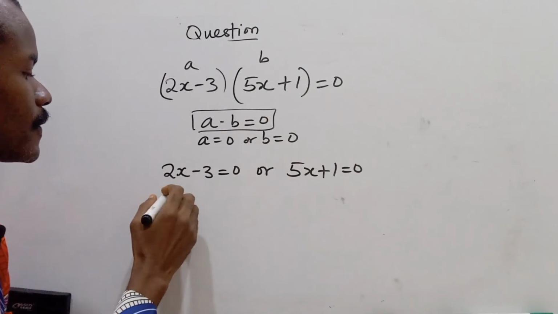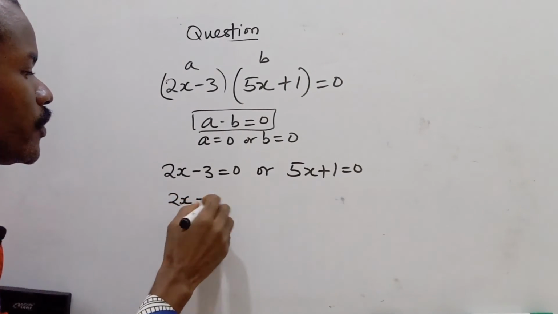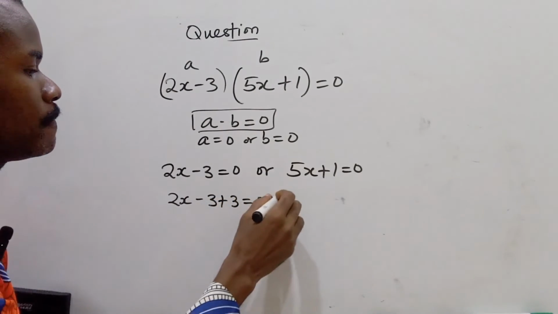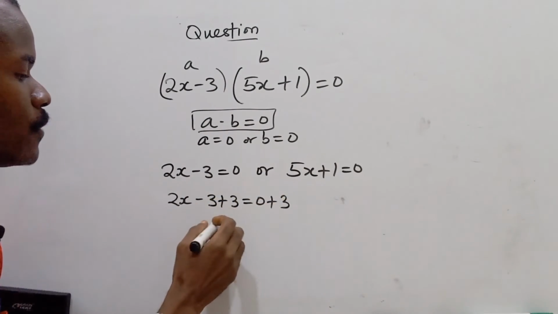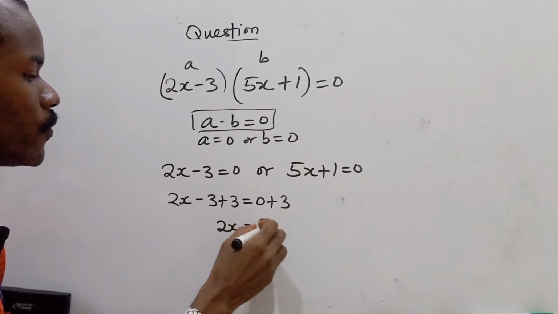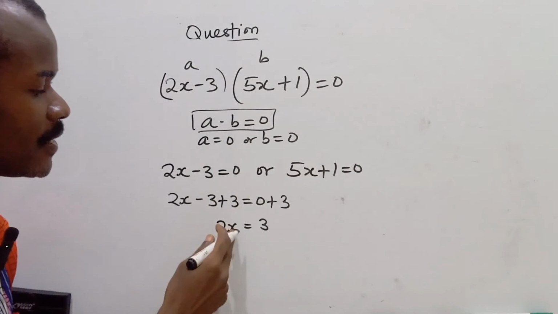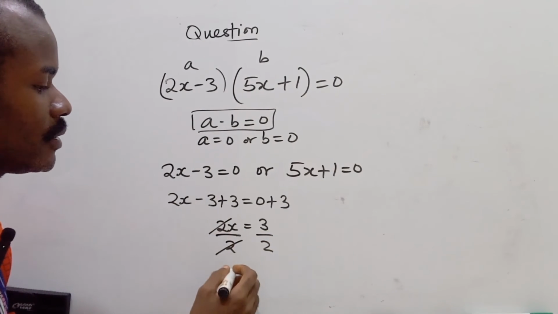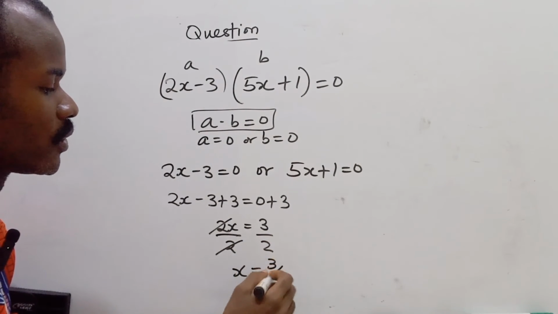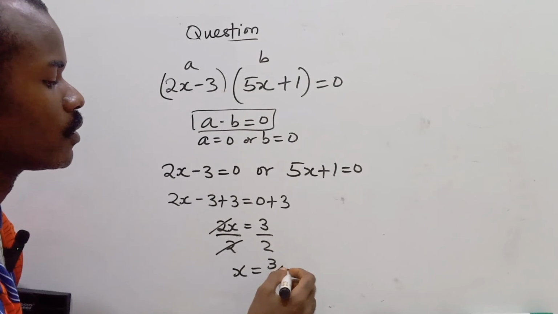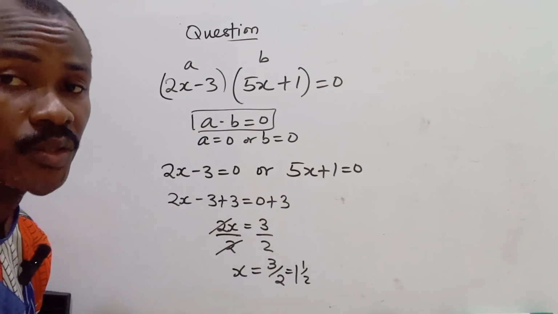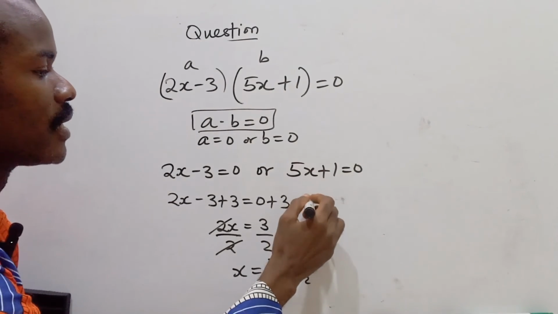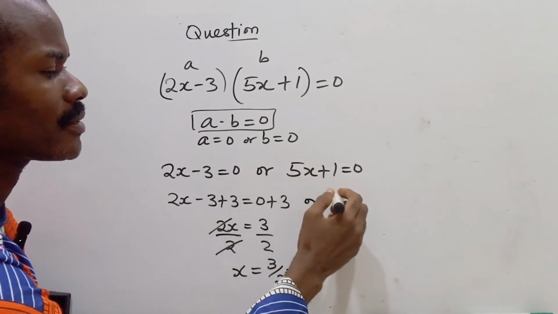Now to solve for x, I have 2x minus 3. So I'm going to add 3. Okay. So this becomes 0. We are left with 2x is equal to 3. Now to find x, divide both sides by 2. This will cancel out this. We are left with x equals 3 over 2. Or you say 1.5, if you have to change it to decimal fraction.